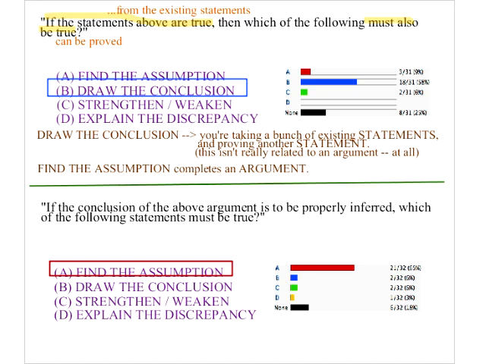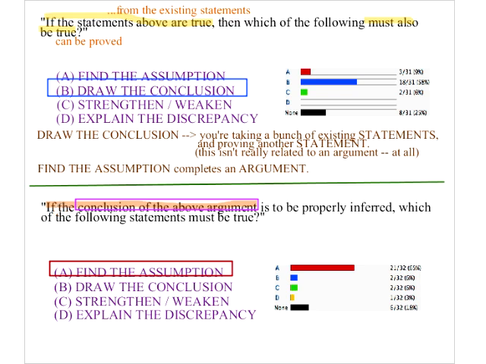It says, if the conclusion of the above argument... Remember, this is for those of you who picked B here. There's a couple of you. This purple box proves that it is not B. Because with draw the conclusion, you don't have an argument. This means that you already have an argument that already has a conclusion. So your job here is definitely not to draw another conclusion, because that would make no sense. So this is not B.